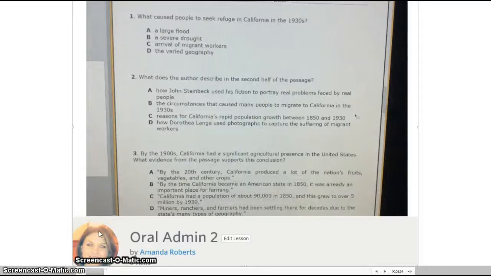I'm going to read the questions and answer choices to you. You may pause at any time, and then you may also rewind to hear the question again. Number one, what caused people to seek refuge in California in the 1930s? A, a large flood. B, a severe drought. C, arrival of migrant workers. D, the varied geography.